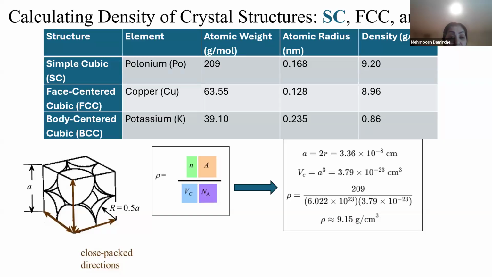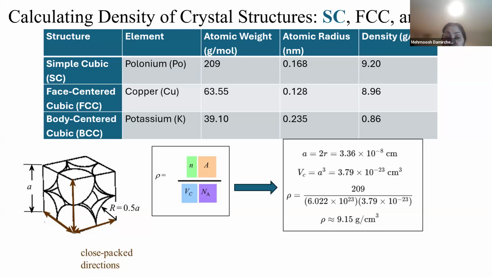The simple cubic or SC for polonium or Po, the atomic weight is 209 gram per mole. The atomic radius is 0.168 nanometer, and density 9.20 gram per centimeter cube. It is the real density, and now we want to calculate that and compare our calculated density to the real density that we have. Okay.